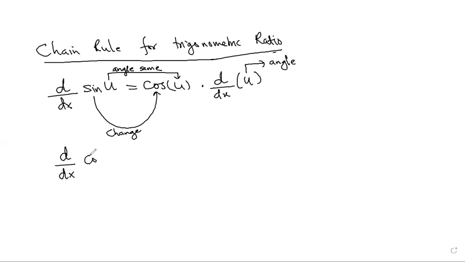d by dx of cos u. Write your answer. Minus sine u and d by dx of u. Correct. Minus sine u into d by dx of u.